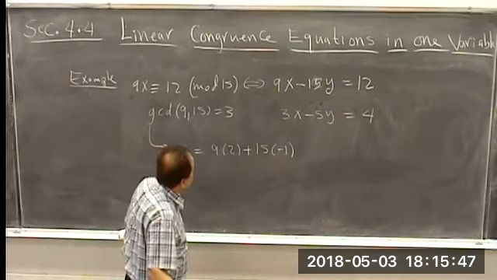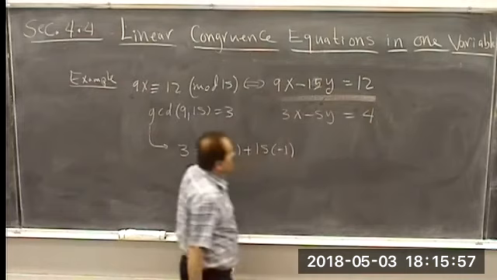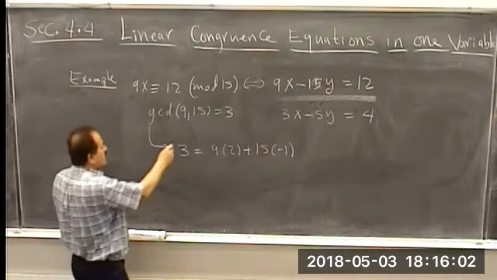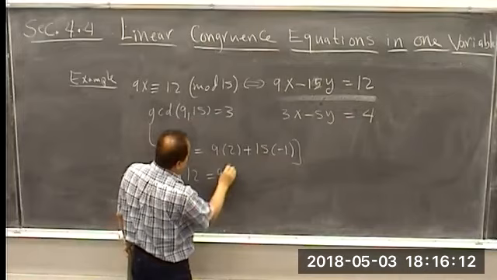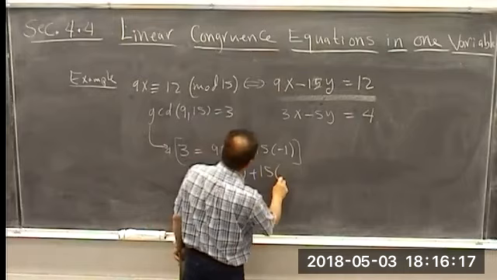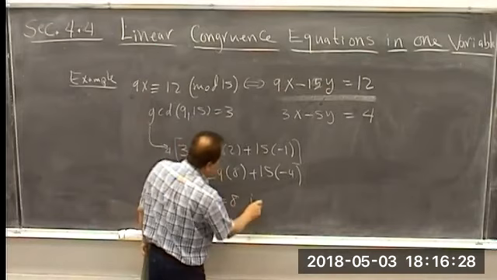But now, in order to have a solution for this, we need to multiply by 4. So if I multiply by 4, we get 12 is equal to, and we're going to keep the coefficient 9 in here, times, this becomes 8, plus 15 multiplied by negative 4. So then we have x sub 0 is equal to 8 is a solution.